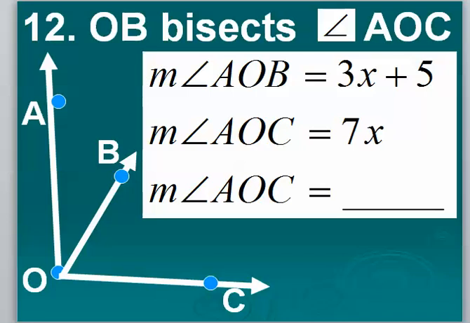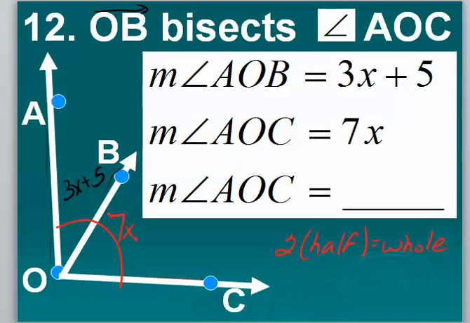Moving on to the next one, we have that ray OB bisects angle AOC. This one tells us that the measure of angle AOB, so I'm going to trace AOB as the one on the left, is 3x plus 5. The measure of angle AOC, and if you trace AOC, that's the entire angle, so I'm going to do the arc that shows the whole angle, is 7x. Again, if they give you half and the whole angle, you're going to do 2 times the half and set it equal to the whole.